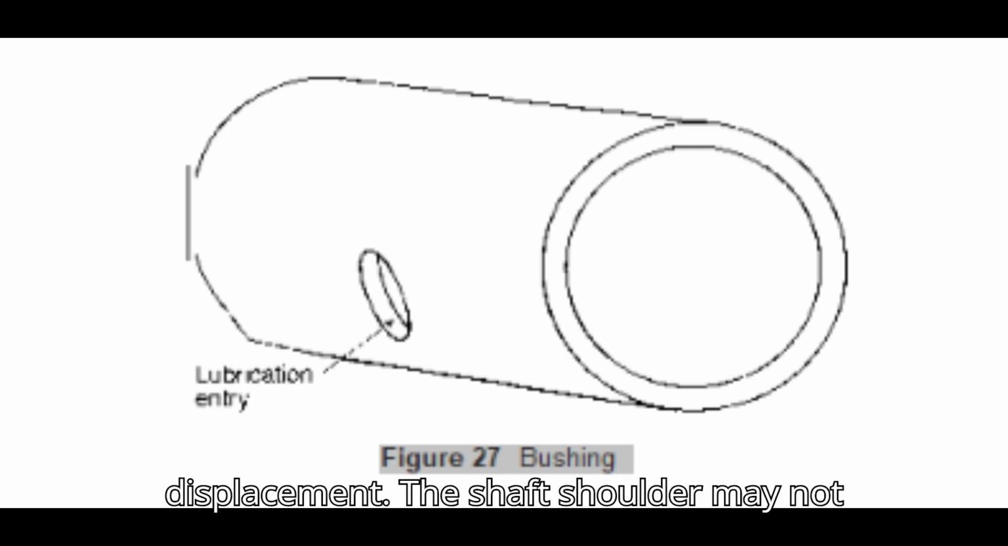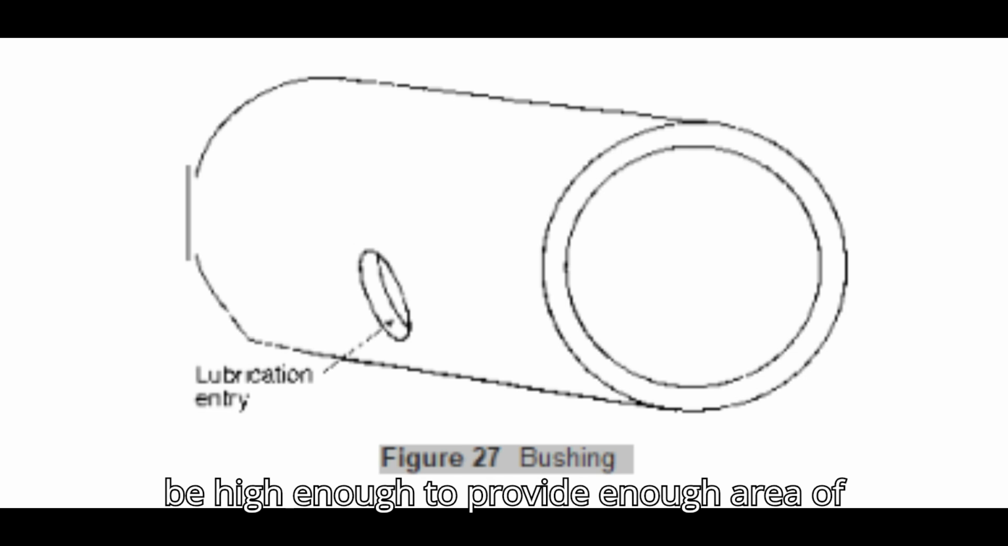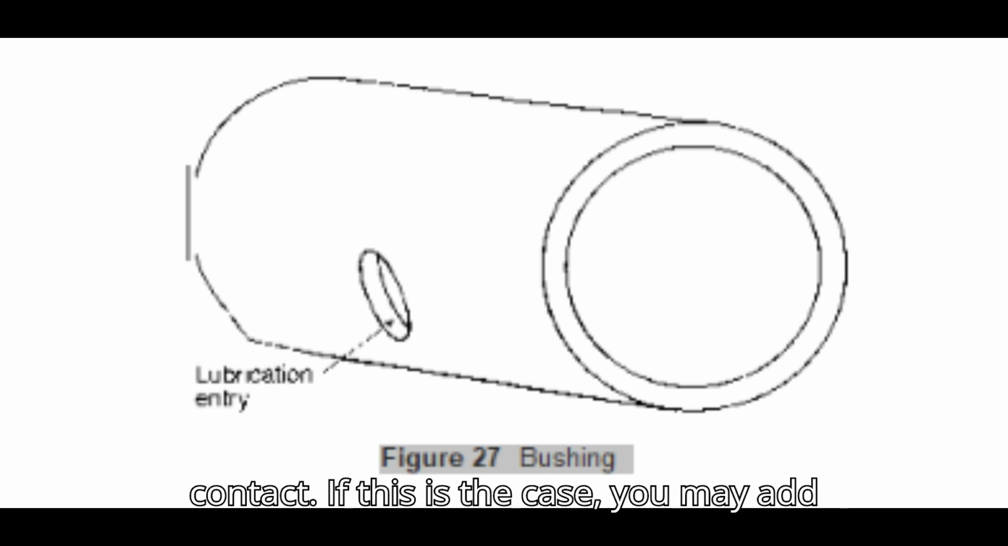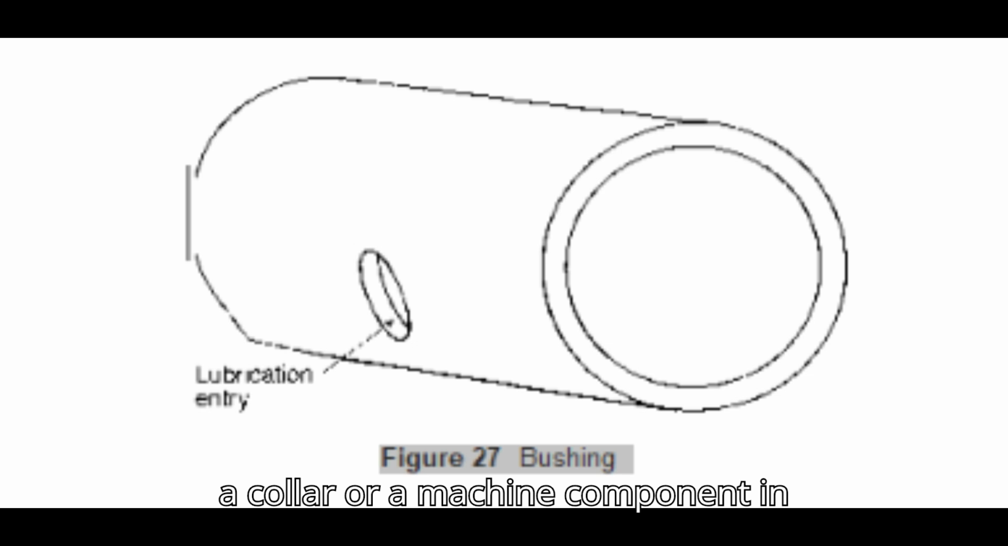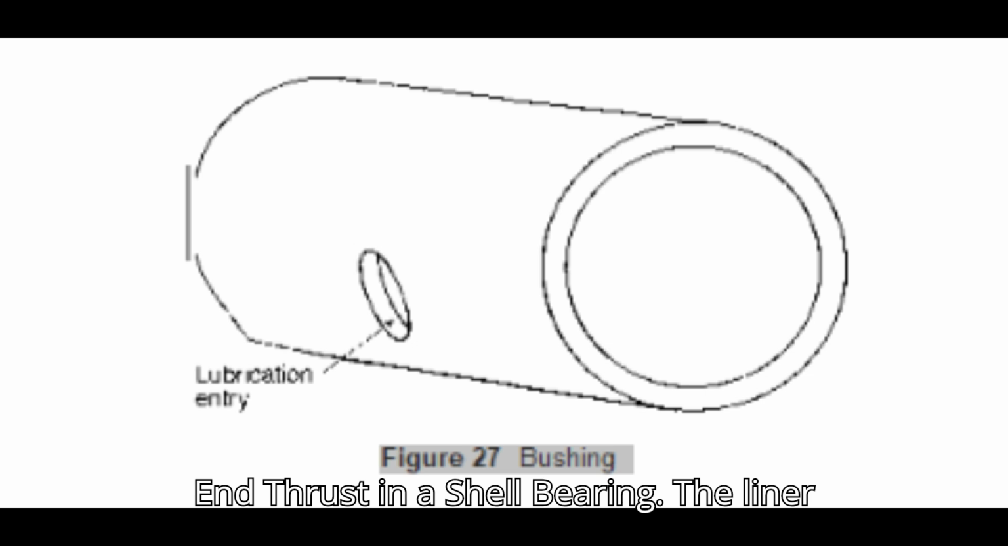The shaft shoulder may not be high enough to provide enough area of contact. If this is the case, you may add a collar, a machined component in contact with the bearing surface. This style of thrust control is good for high-speed applications. Figure 29, end thrust in a shell bearing.